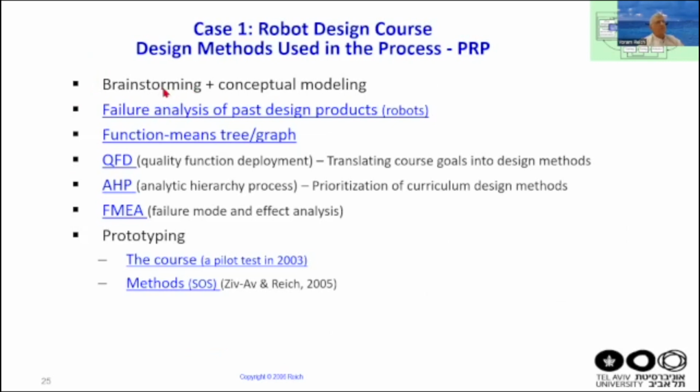So of course we use brainstorming, conceptual modeling. We did failure analysis of previous design products that were developed in the courses in order to come up with issues that we need to improve the course itself. We did function means tree to go from the requirements to the means. We did quality function deployment to come up with priorities about design methods. We prioritize them using AHP, so we have basically a way to decide how much effort we are going to spend on each topic in the course.